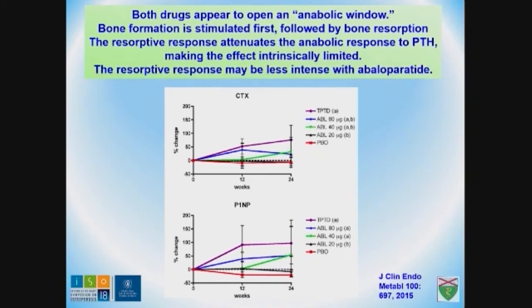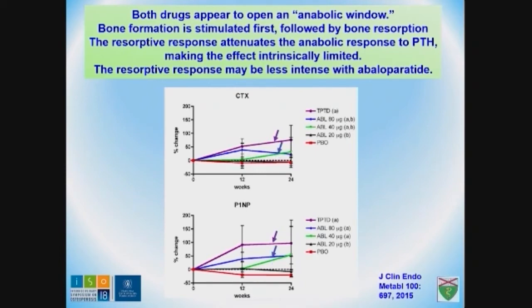And so it's that eventual catch-up that intrinsically limits the anabolic response. That compensatory resorptive response is somewhat attenuated with abaloparatide, and so that's why the anabolic window appears to be a little bigger with abaloparatide. So these are the teriparatide studies. The CTX goes up with, this is the bone resorption marker. You see P1NP goes up quickly. In those first 12 weeks, it's up much more rapidly and to a greater extent. It's still up to a greater extent in the 12 to 24 weeks, but the CTX is rising further and starting to catch up.